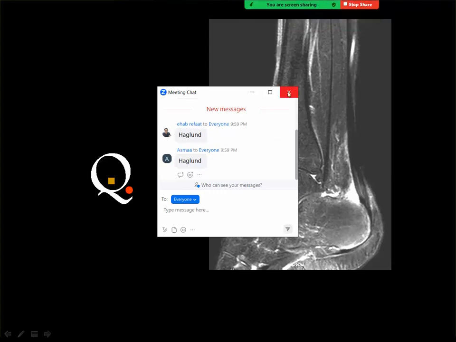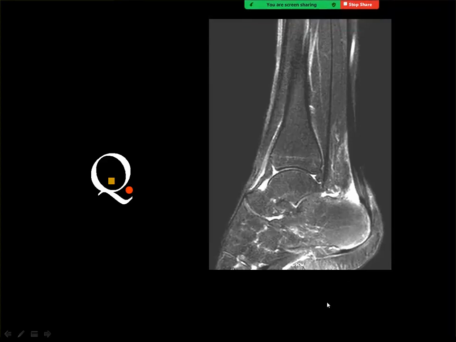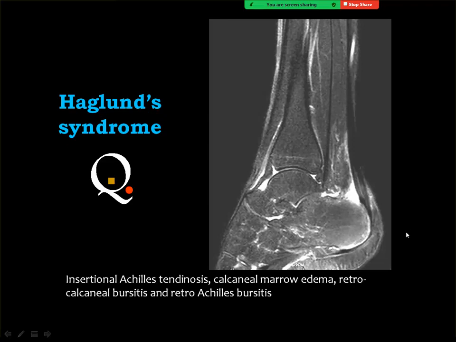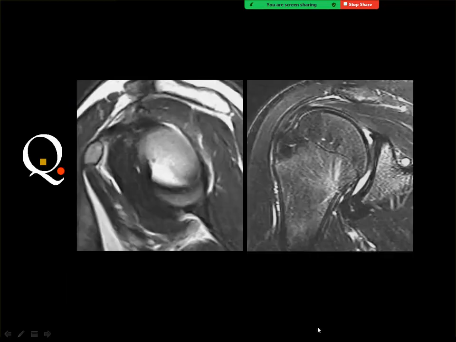Yes, and this is Haglund syndrome. The answer is right. There is swelling of the Achilles tendon with intrinsic abnormal signal, inflammation of the retrocalcaneal bursa, as well as inflammation of the subcutaneous tissue superficial to the Achilles tendon. This is the triad of Haglund syndrome.